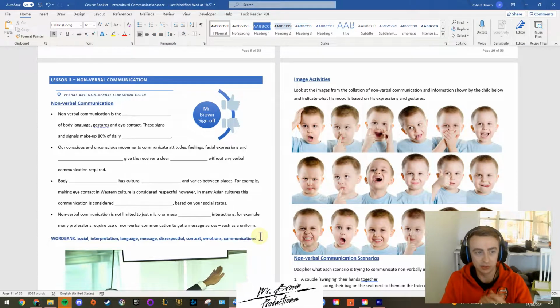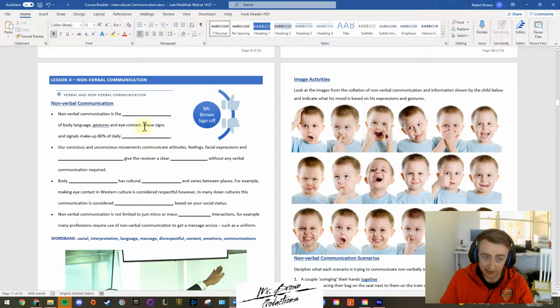So last lesson we looked at talking, shouting, yelling, humming, all of those being examples of verbal communication, but non-verbal communication is everything else. So things like body language, gestures like I'm using my hands now, eye contact, different facial expressions, how your body is positioned, all of these things are non-verbal communication.